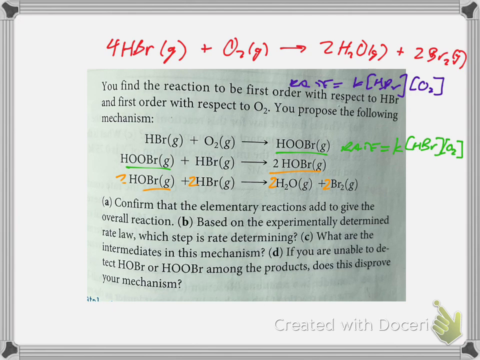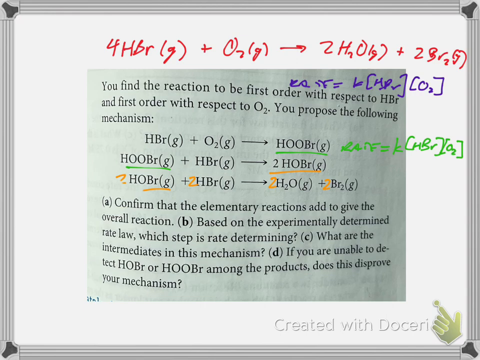If there are really 2 of each of those, then that causes the HOBrs to cancel, which they have to since it's an intermediate, and it also fixes the other problems, right? Now we do have 4 HBrs on the reactant side, and we do have the required 2 bromines on the product side and the 2 waters on the product side, which is what we expected from the overall reaction. So sometimes you have to manipulate, but it does actually add up.